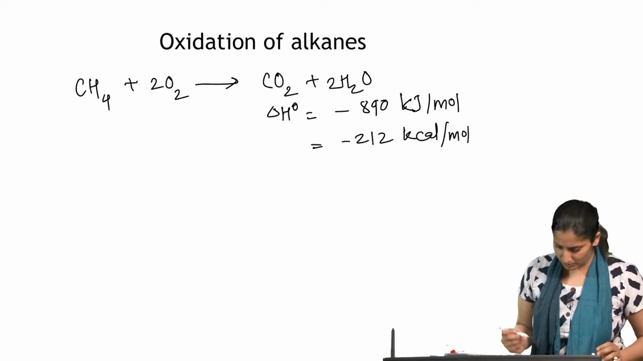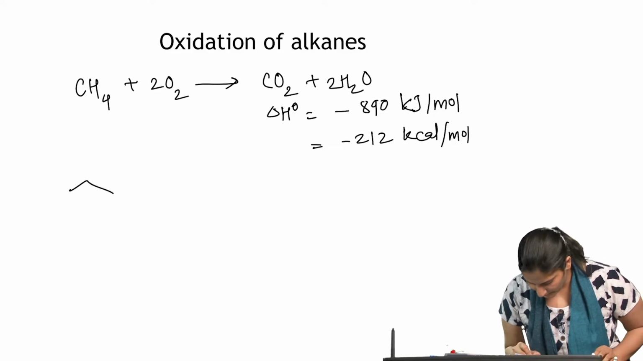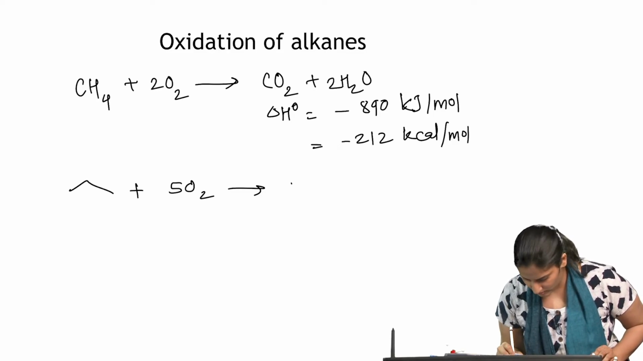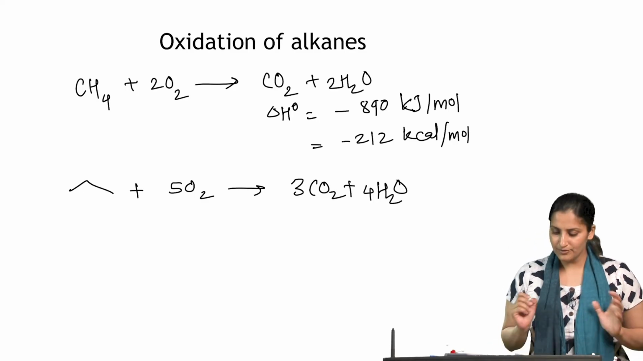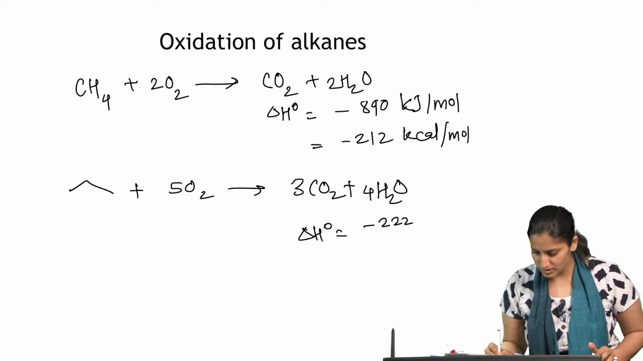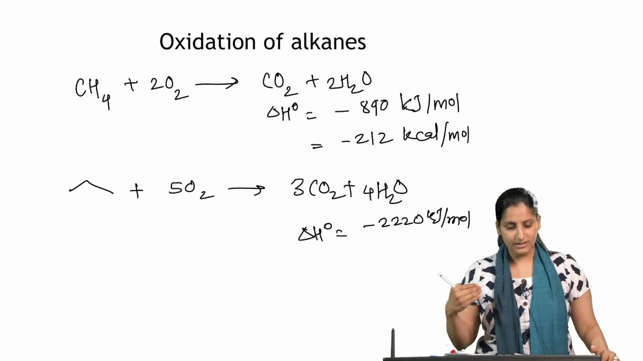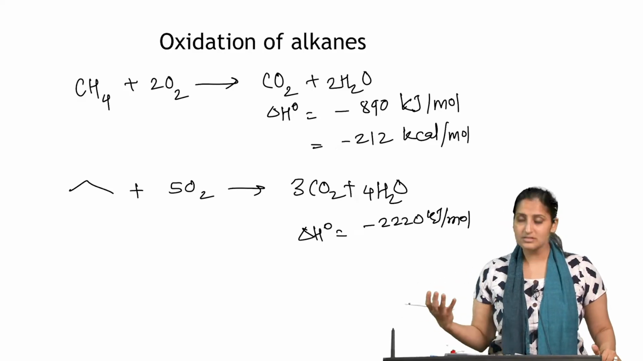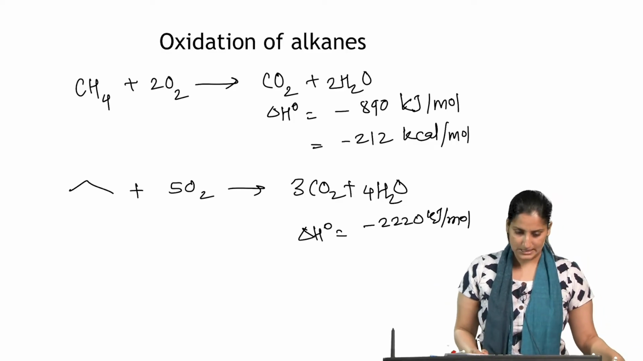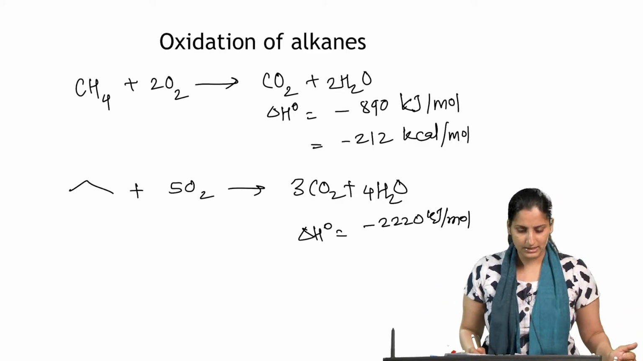So, let us look at one more reaction now. Here I have propane and I am going to react it again with 5 oxygen molecules in order to give 3 CO2 plus 4 H2O. Again, if you really see, the delta H0 is going to be negative, it is about minus 2220 kilojoules per mole. Okay. So, as you go on increasing the number of carbons, the amount of energy that is released also goes on increasing up to some extent, that is true.